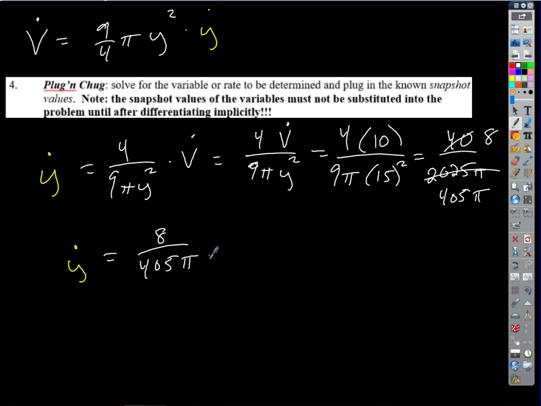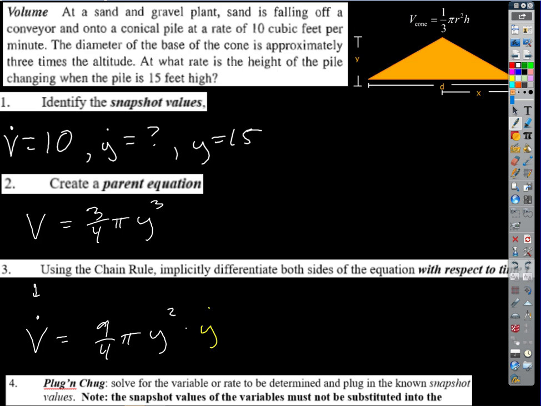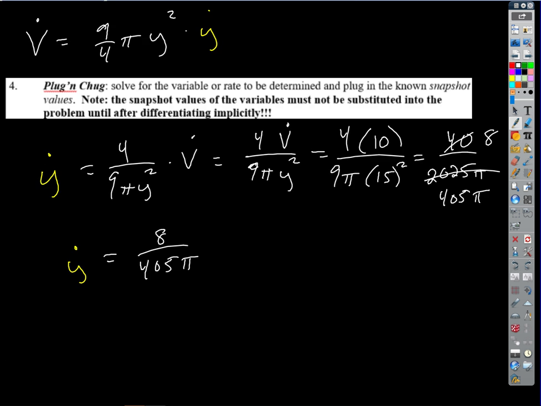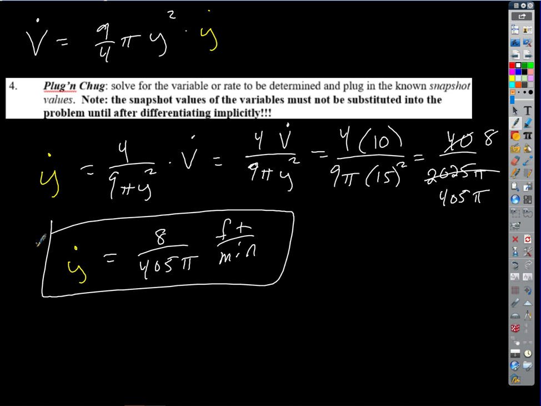What about units? What would the units be, based on the context of our problem? Y dot, we're measuring the rate of change of height. So it'd be feet per minute, right? We need units of height, which are feet, divided by units of time, which are minutes. Good, so we end up with feet per minute. There it is. One problem.